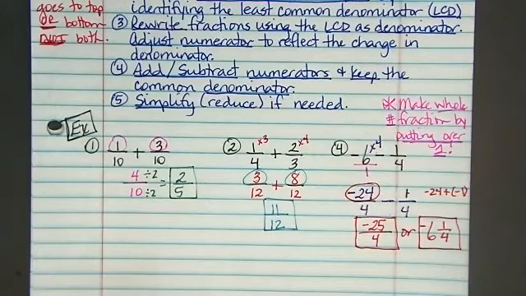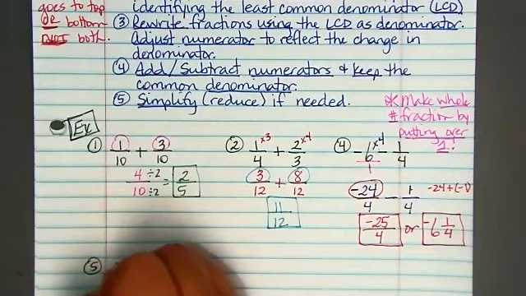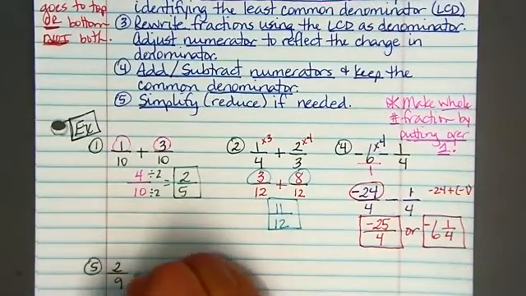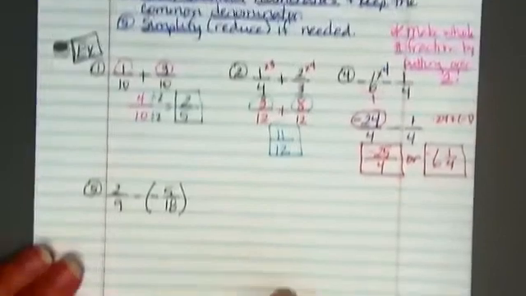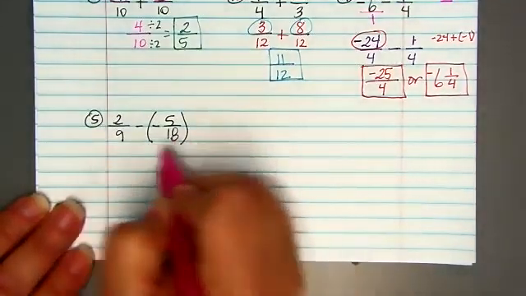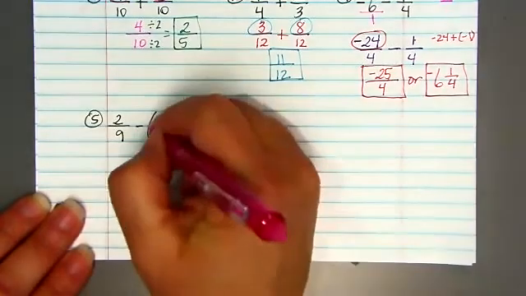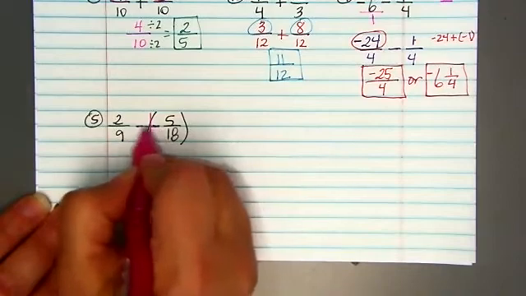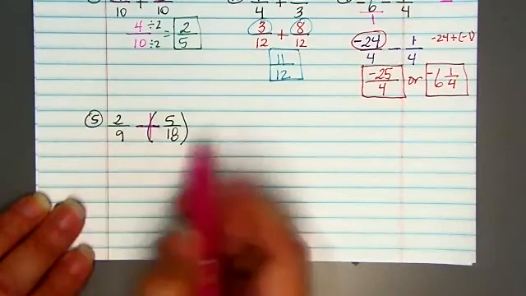Okay, next problem. Number 5. We have 2/9 minus negative 5/18. Move this up. Okay. So when I'm looking at this, the first thing I'm going to notice is this is a double negative. Since that's a double negative, first things first, that makes a big plus. So now it's just a big addition problem, but I've got to find a common denominator.